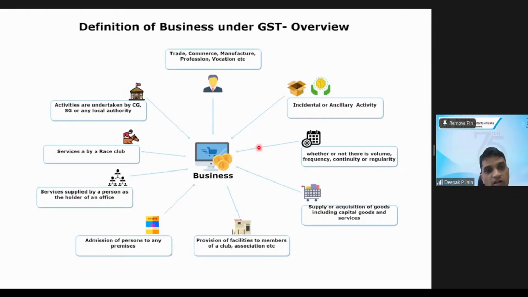Now we'll understand what is business, the definition of business under GST. So what if a government company provides subsidy? Will it be considered as a subsidy or donation? Is it a central government or state government? Because the subsidy received only from central government and state government is exempted, but a government company's payment will not be considered as a subsidy. It will be considered as a consideration for that amount and it will be taxable.